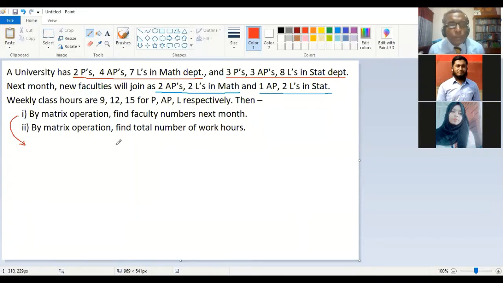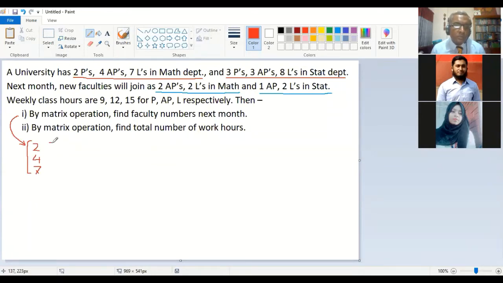Okay, so let me show you how to do that. By matrix, you will solve this problem. I am making one matrix with the number of faculties. So it is 2 and 4 and 7. These are the 3 numbers, P, AP, L, and this column is for the mathematics department.